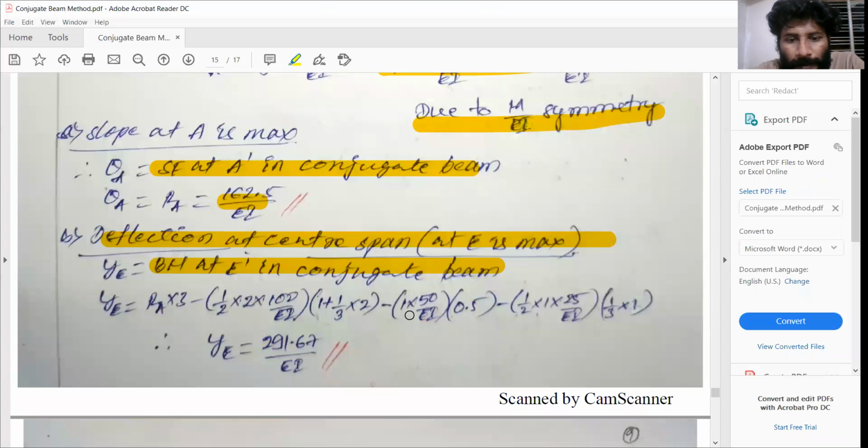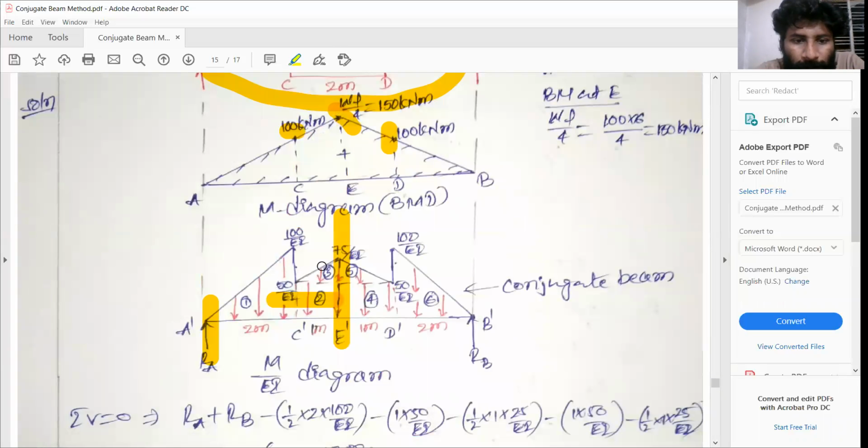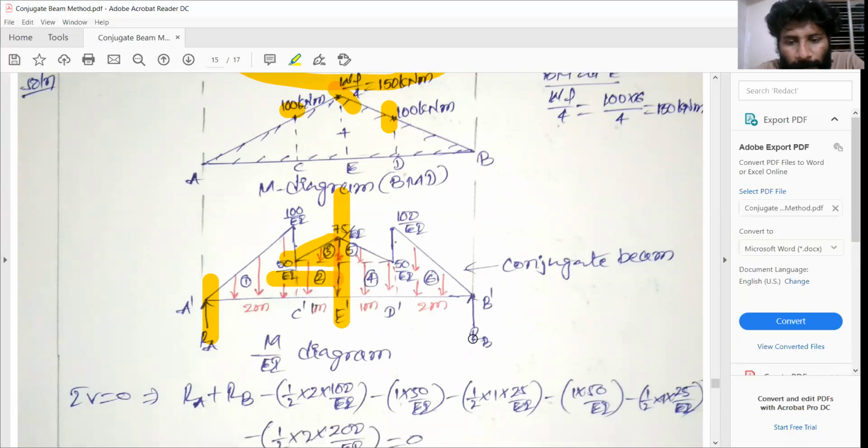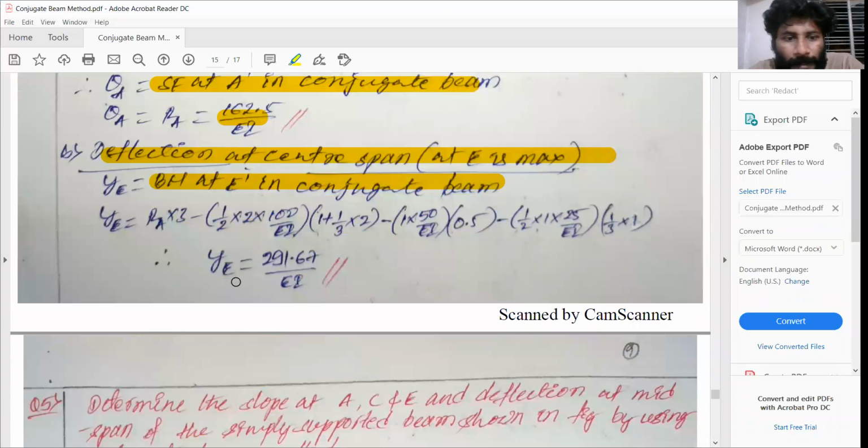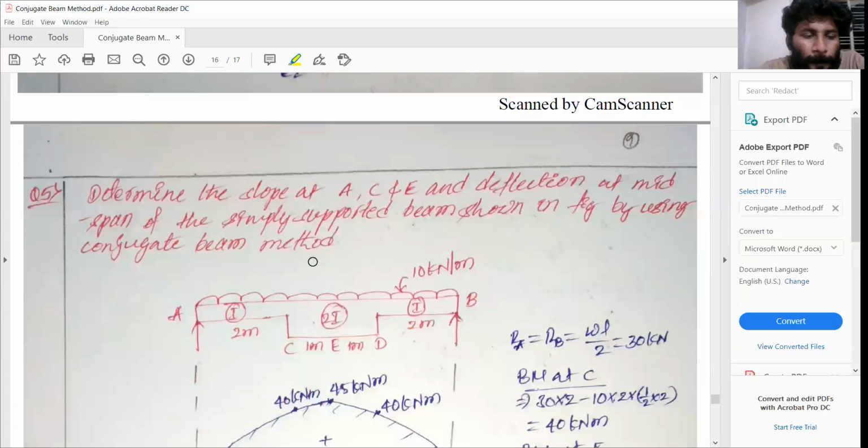So that is 1 into 50 divided by EI into 0.5, minus 1 by 2 into 1 into 25 divided by EI into 1 by 3 into 1. This is the small triangle here. You can see that this small triangle has ordinate 25 divided by EI. So 1 by 2 into length, which is 1 meter, into 25 divided by EI, into the distance between the center of this triangle to this section E, which is 1 by 3 times of 1. After calculation, we'll get the deflection below the load.